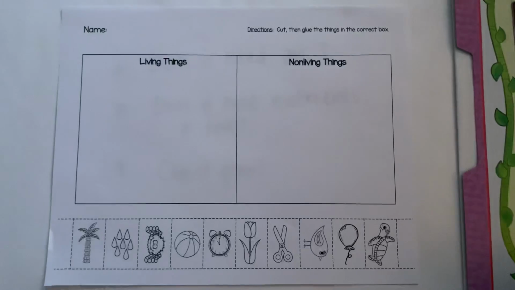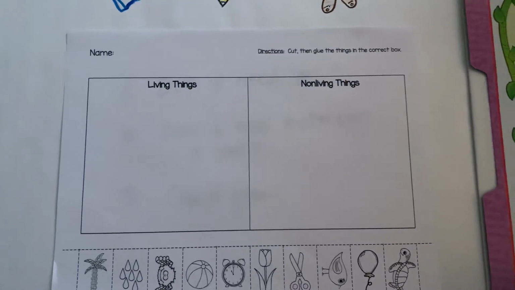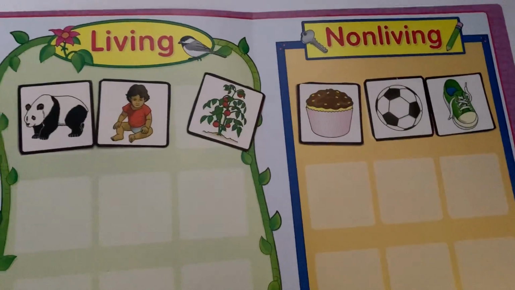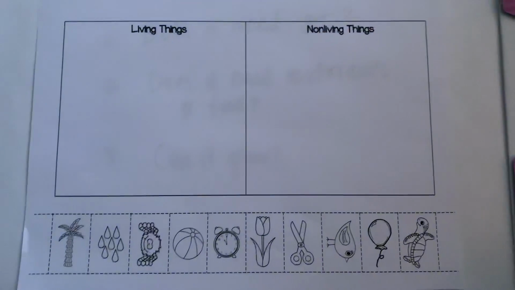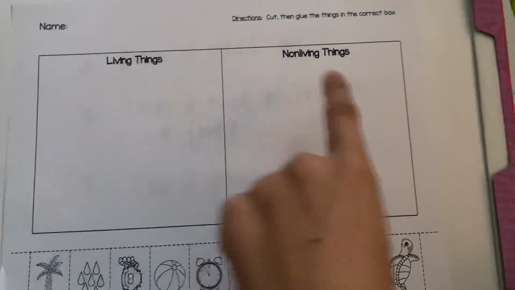So now that we've done this, this is going to be an activity that you can do. You don't have to print it out, but you can just get your journal or a sheet of paper. And what you're going to do is similar to this. You have your living and your non-living here. And you're just going to look at the pictures and you're going to see if they're living or non-living.